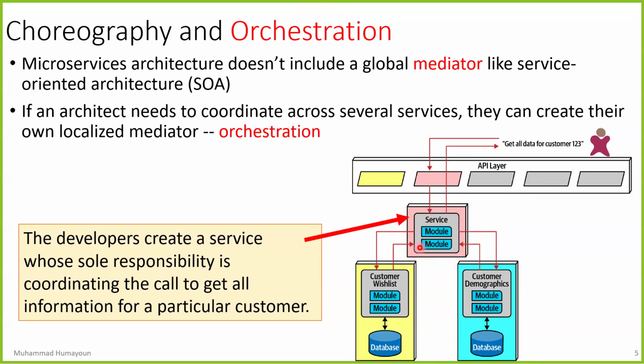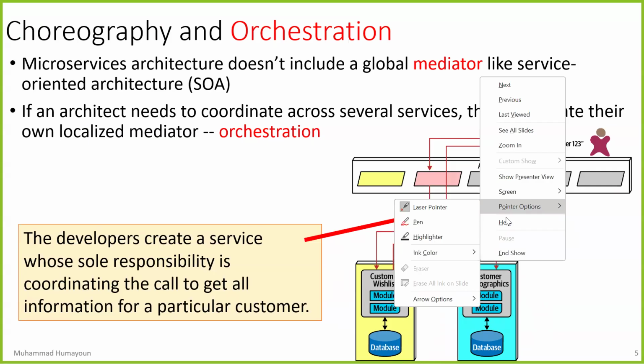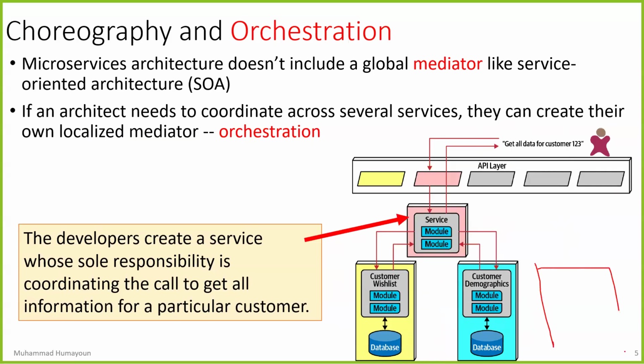So it knows that in order to get all data from customer 1, 2, 3, it needs to fetch demographic information from this one, and the customer's wish list or whatever transactions happened before, cards and all that should be coming from here. And there could be another one also, like shopping cart related. There can be one more service, whatever that is. So this service is responsible for bringing whatever is needed to fulfill the request, to fulfill this business process.